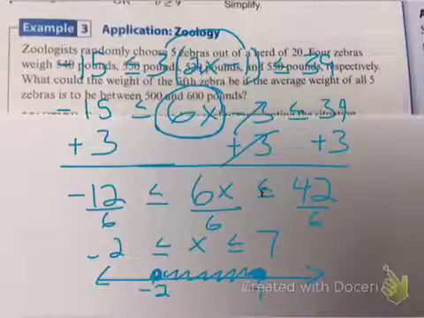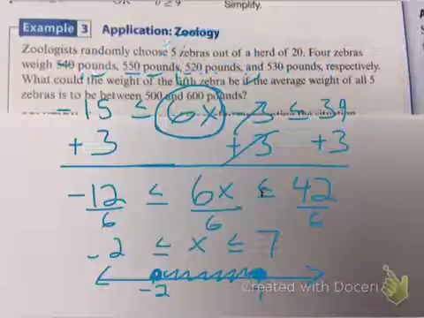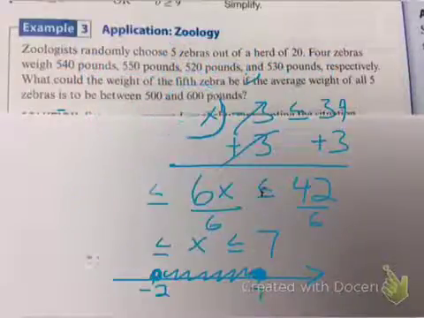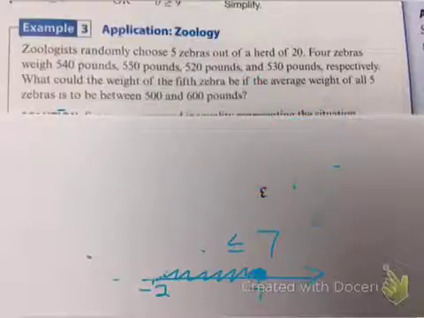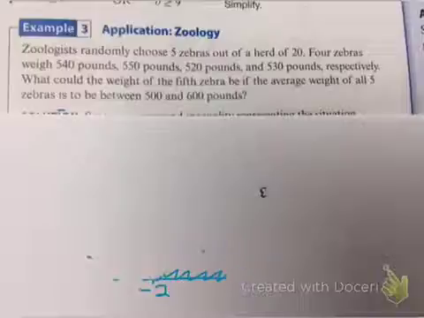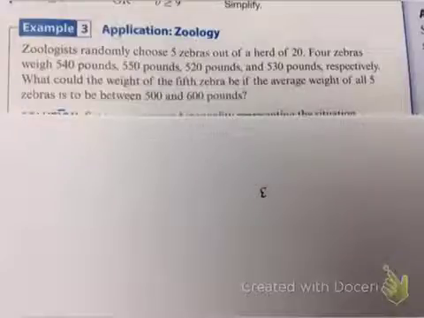All right, so we're going to have a look at this. Zoologists randomly choose 5 zebras out of a herd of 20. Y'all reading along with me, please. 4 zebras weigh 540 pounds, 550 pounds, 520 pounds, and 530 pounds, respectively. What could the weight of a 5th zebra be if the average weight of all 5 zebras is between 500 pounds and 600 pounds? 550.